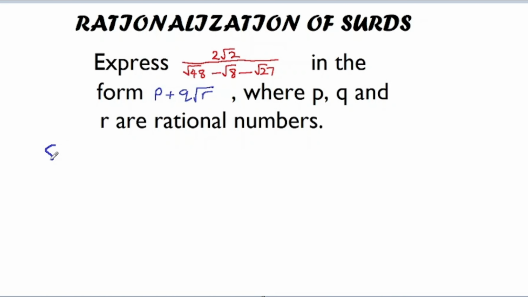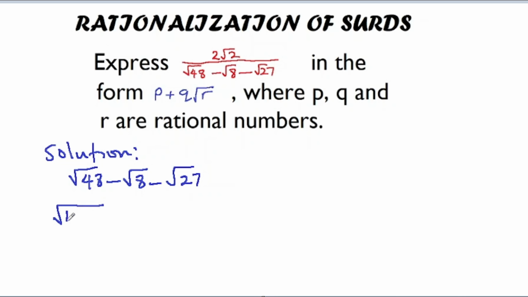Solution. The denominator is actually root 48 minus root 8 minus root 27. Two factors of 48 are 16 and 3; 16 times 3 will give us 48. Two factors of 8 are 4 and 2; 4 times 2 will give us that. And two factors of 27 are 9 times 3.